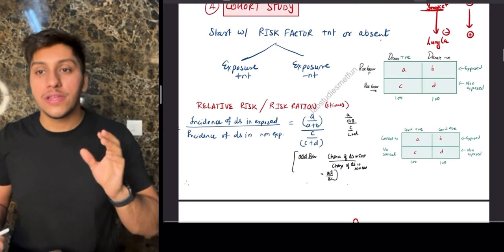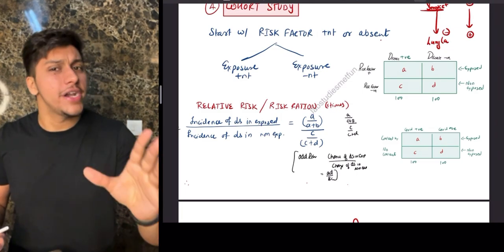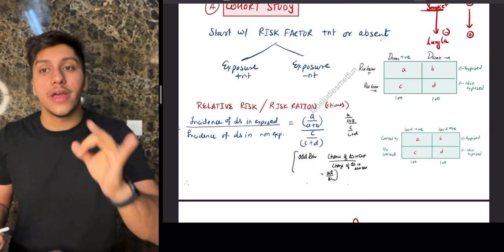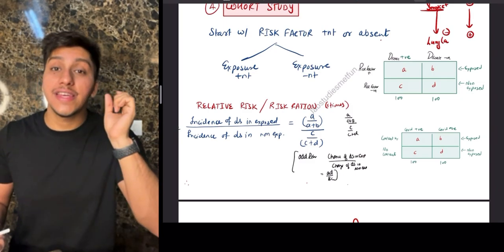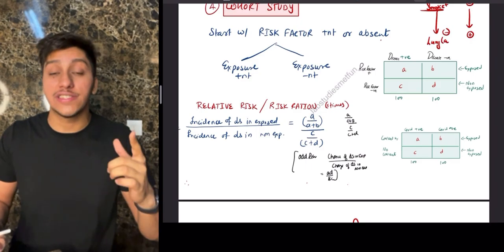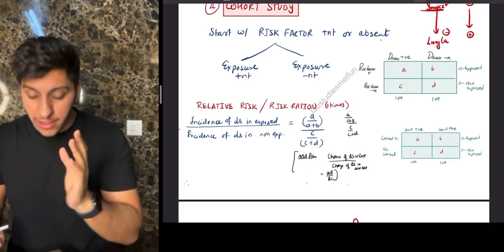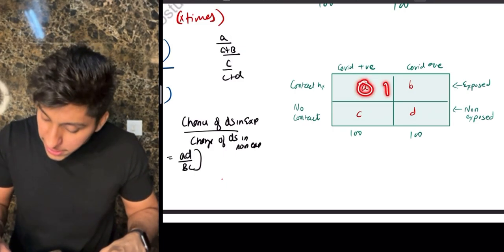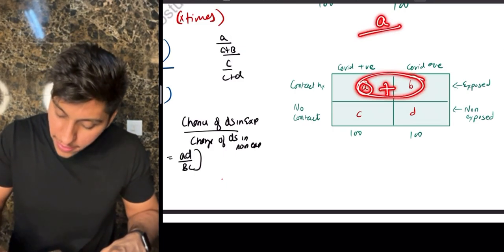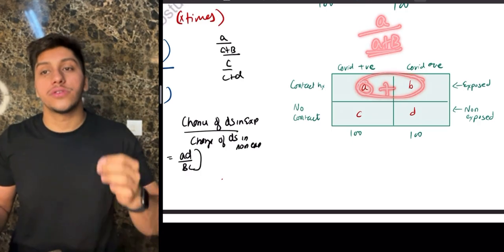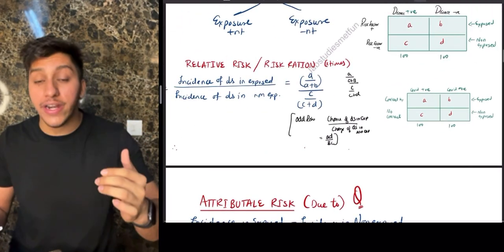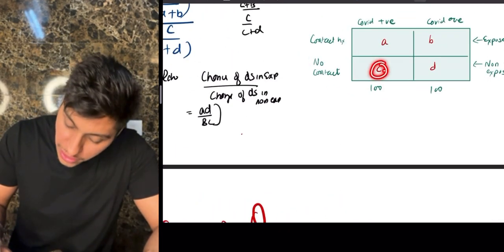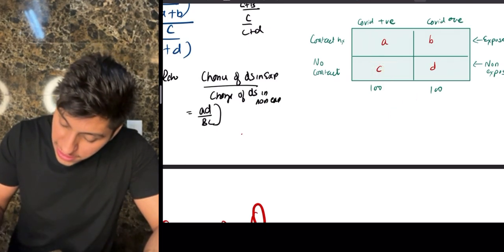So now, what will be the calculation? In case control, we were finding out odds ratio. In cohort, we are going to find something known as relative risk or risk ratio. It is the incidence of disease in exposed. Incidence is new cases in the total cases, right? So it is A by A plus B, new cases in all cases. Then we divide it by the presence of disease in the non-exposed. So it is C divided by the whole non-exposed column.